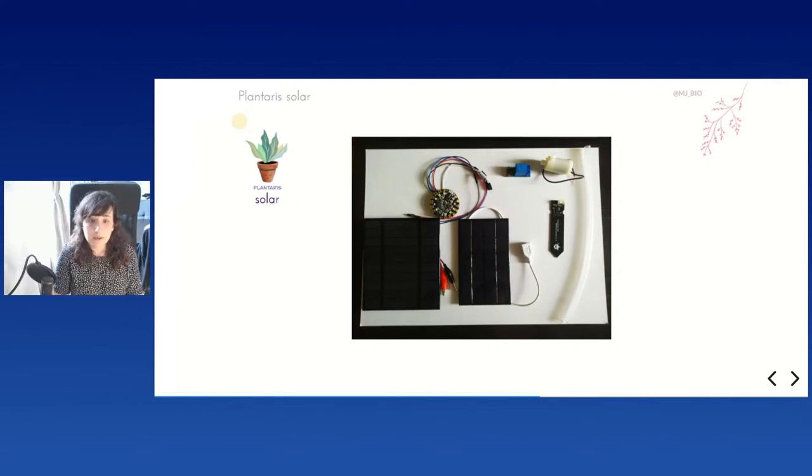Here are the components: the two rectangles at the bottom are the solar panel, and the round one is the microcontroller. Then we have this blue thing that is a relay. In the end, it's a switch on, switch off. The white thing is a pump. I added a soil moisture sensor and some tubing.